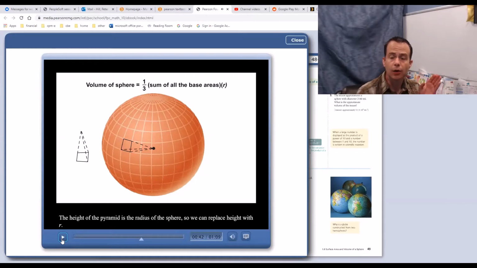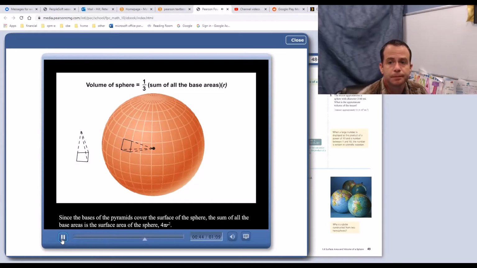Okay, now think about the sum of all the base areas. This is covering the sphere. Well, the sum of all the base areas is actually the surface area of the sphere, and you know the surface area of the sphere. We just talked about that. It was 4 pi r squared, right? Okay.